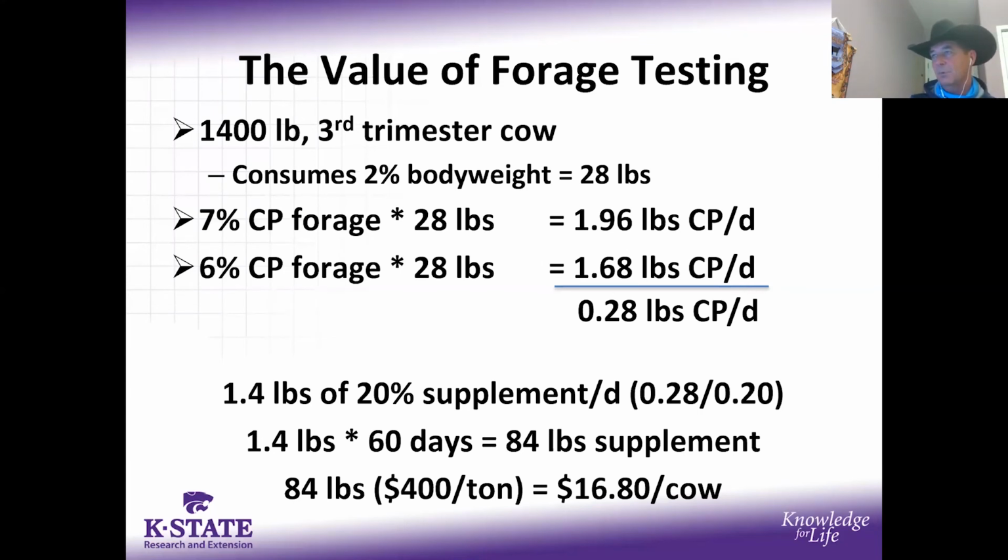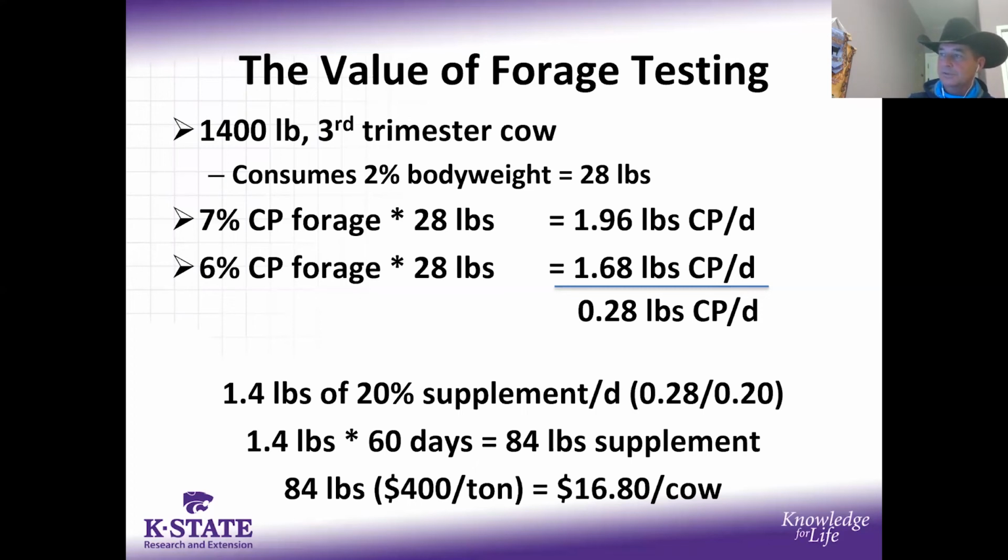And in this example, we're just going to use two forages that are simply 1% different. So if we've got a 1,400 pound third trimester cow, she's consuming 2% of her body weight, that's going to be 28 pounds. We're going to multiply that 28 pounds by 7%. We're also going to multiply it by 6%, then subtract those two numbers, and we're going to have 0.28 pounds crude protein per day.